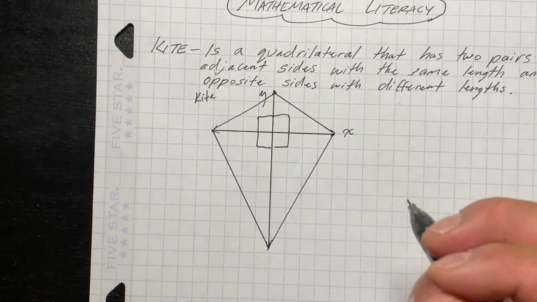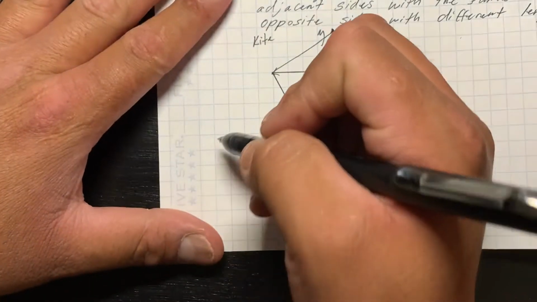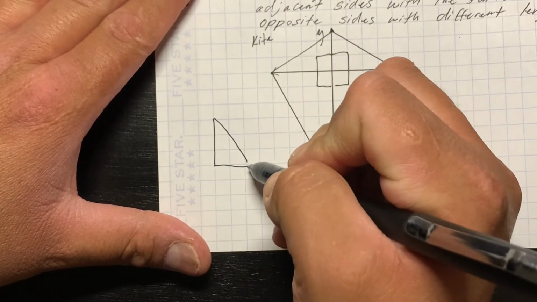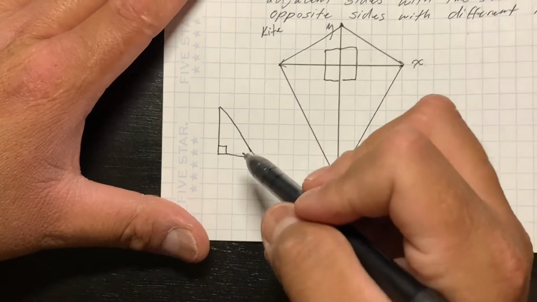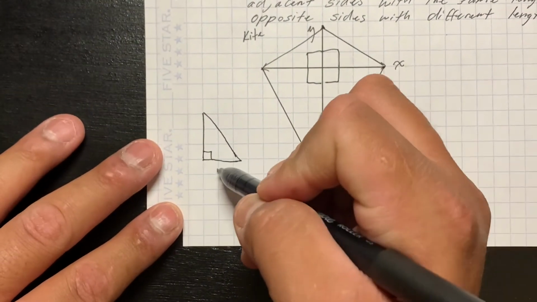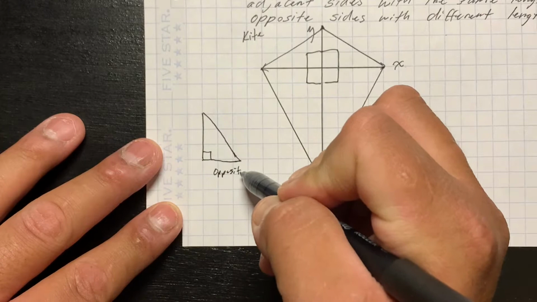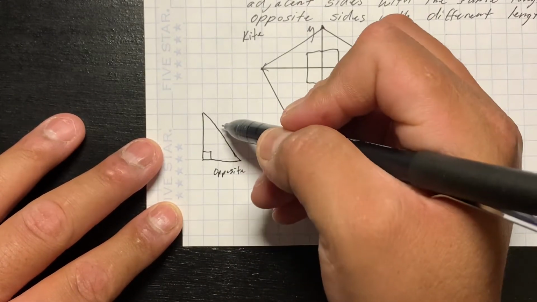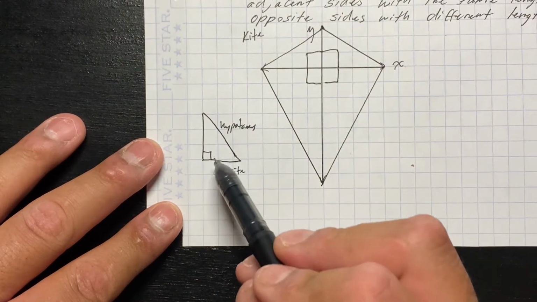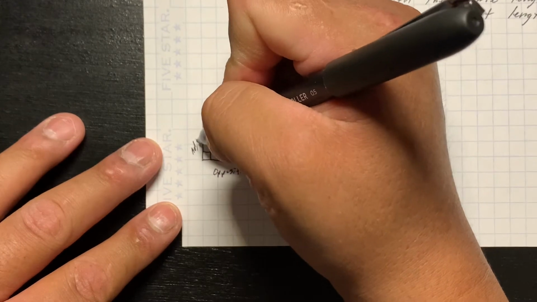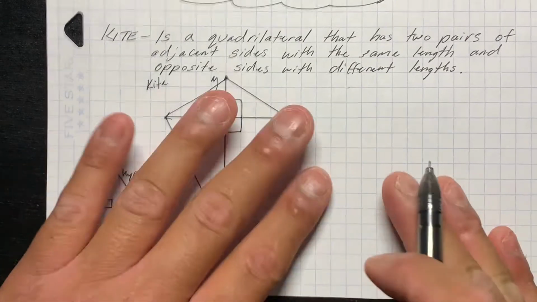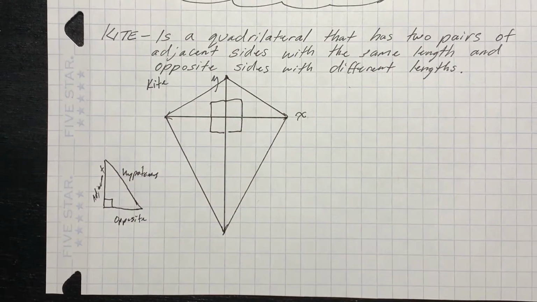Now, when we talk about adjacent, let me just draw this here. I should have used my protractor. If I look at this triangle here, this on the bottom would be called the opposite. The long side here would be called the hypotenuse. And this line here, where that 90 degrees is at, is called adjacent. When we move into higher mathematics, especially trigonometry, you'll learn more about this.